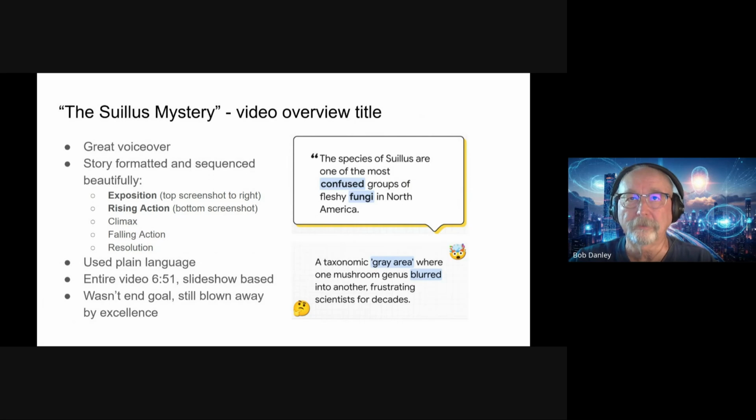I watched the video overview, and the title was The Suillus Mystery. Wow, I would have never thought this up in a million years. And it had a great voiceover, and the story was formatted and sequenced beautifully, just like a story that you'd read from Edgar Allan Poe. There are the 5 parts of a story: exposition, rising action, climax, falling action, and resolution. All those were in there.